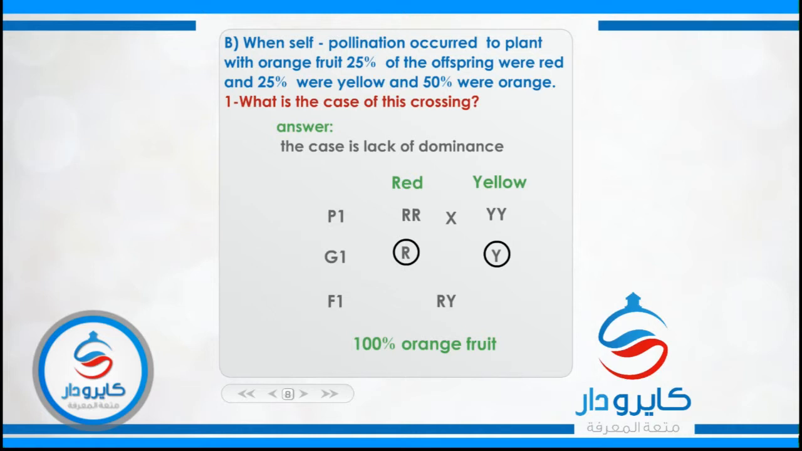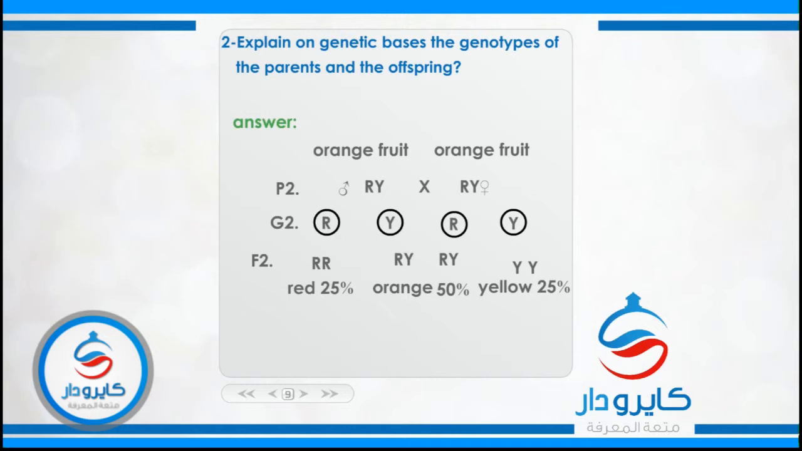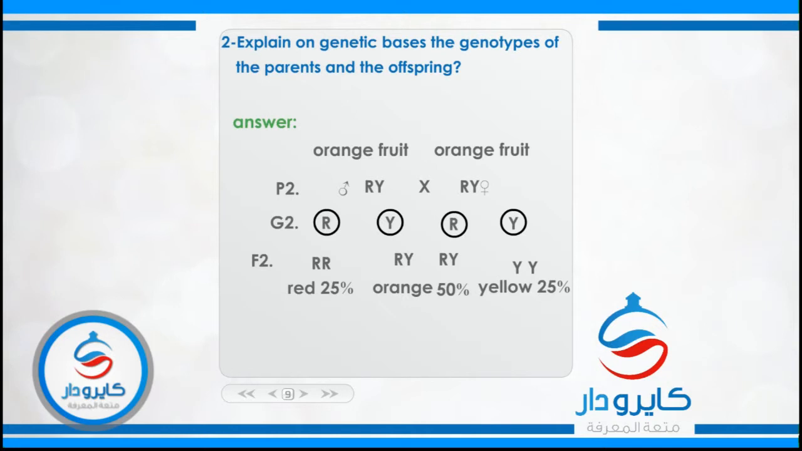But if the crossing takes place between two individuals, R capital Y capital, or self-pollination takes place between the same genotype, that will produce the three phenotypes in the ratio of 1:2:1, or 25% red, 50% orange, and 25% yellow. That is because of the lack of dominance between R capital and Y capital, or the red gene is not dominant over the yellow, but both of them have the same effect to produce the character.